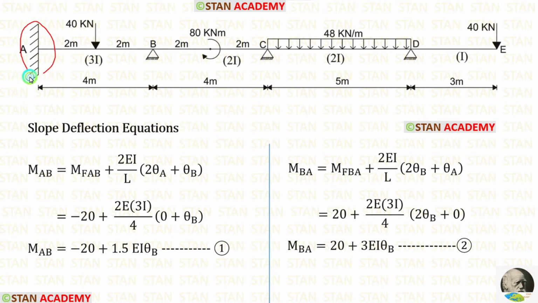In the fixed supports, there will be no slope. In the point A, there is a fixed support. So theta A will be 0. Finally, in the span AB, we are making two equations.